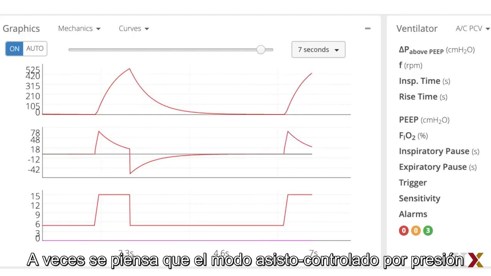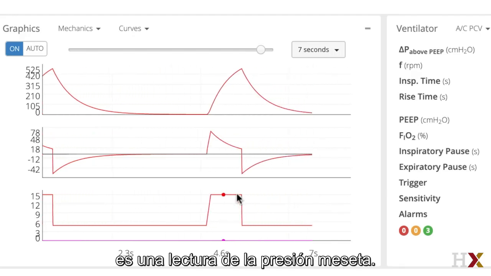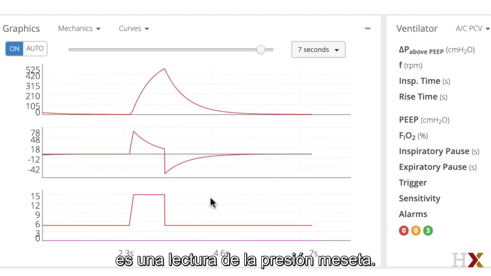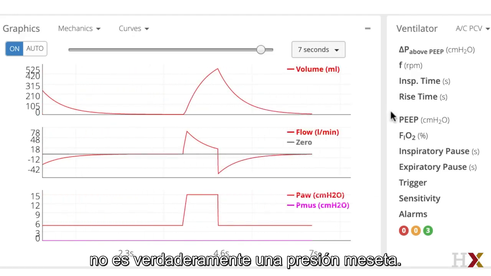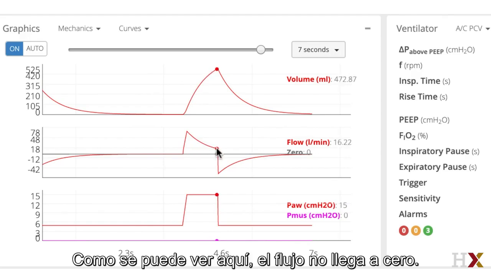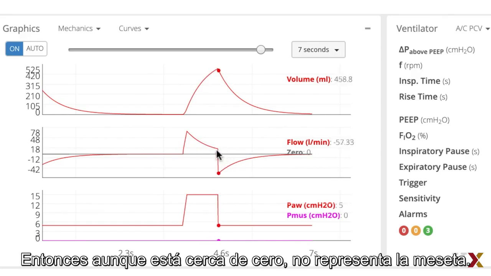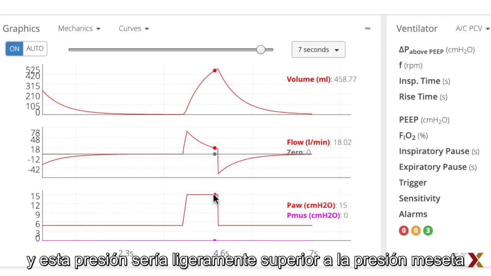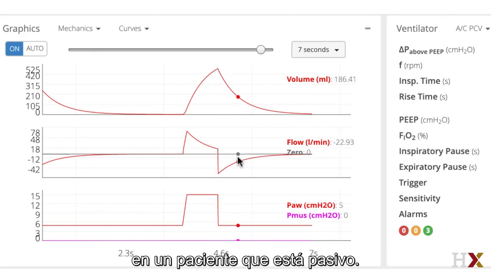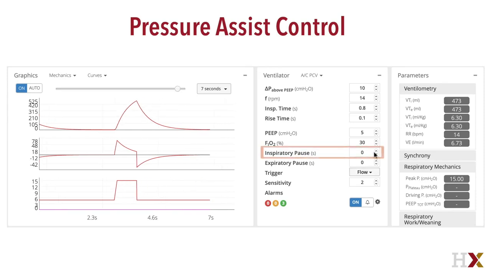Sometimes pressure assist control is thought to be a plateau pressure that is read. However, keep in mind that unless flow reaches 0, it's not the true plateau pressure. So here you can see flow is not reaching 0. So although it's close to 0, it's not quite representing the plateau. In order to do a plateau, you would have to add an inspiratory pause, and this pressure would be slightly higher than the plateau pressure on a patient that is passive. Let's see.